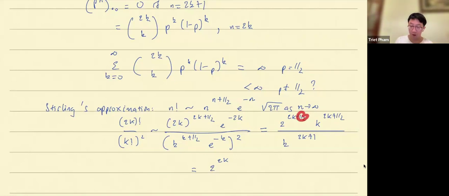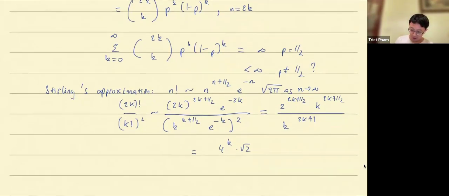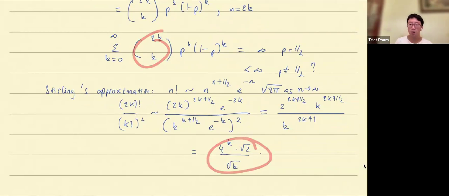This half doesn't do much, but let's just keep it there too. So it's something like 4 to the k, and then 2 to the 1/2 is square root of 2. And then k to the 2k cancel, and you have a square root of k at the bottom. So that's 2k choose k, approximately when k is large.